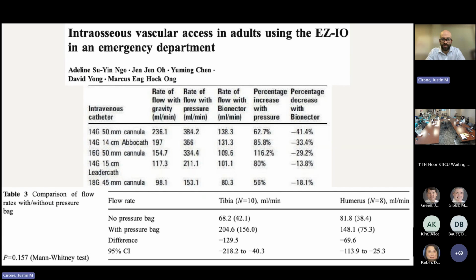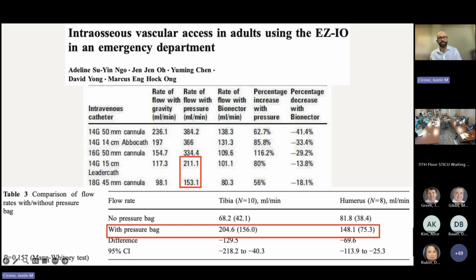interosseous lines, your two main options are tibial and humerus. I won't get into other ones because it's kind of outside the scope of routine care. There's a little box. I had a box on here. There we go. So when you look at the flow rate with a pressure bag, an interosseous, either humeral or tibial, is somewhere between an 18 gauge and a 14 gauge on a pressure bag with a liter cath.